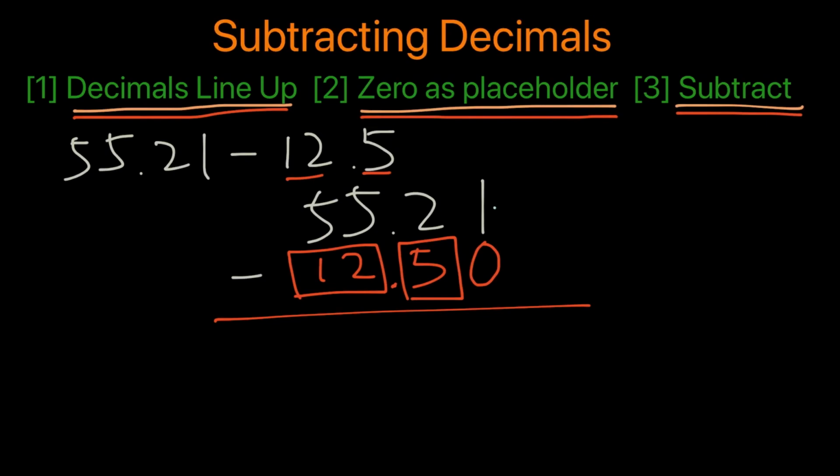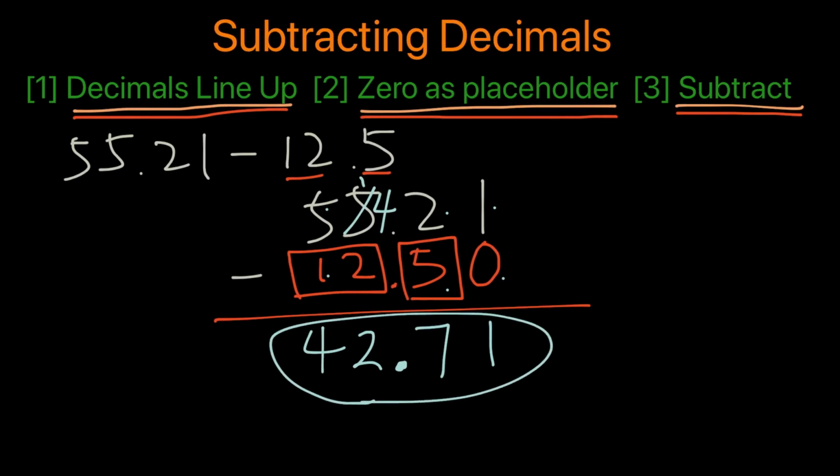So we'll take 1 minus 0 equals 1. 2 minus 5, need to borrow 1 from the 5. So that'll be 12 minus 5 equals 7. Now this becomes 4. So 4 minus 2 is 2. Now the decimal point needs to be here. And 5 minus 1 is 4. And our final answer is 42.71.